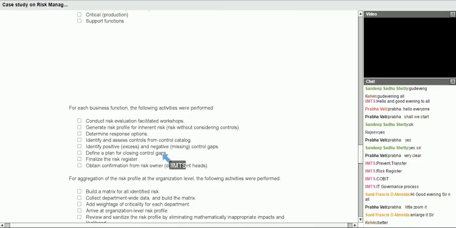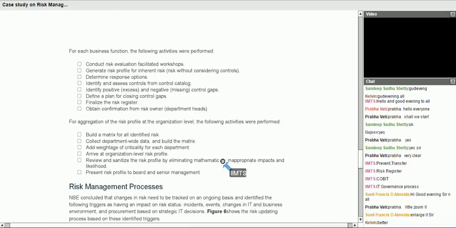So for each business function, the following activities were performed: conduct risk evaluation, facilitated workshops, generate risk profile for inherent risk, determine response options, identify and assess controls from control catalog, identify positive and negative control gaps, define a plan for closing control gaps, finalize the risk register and obtain confirmation from risk owner.